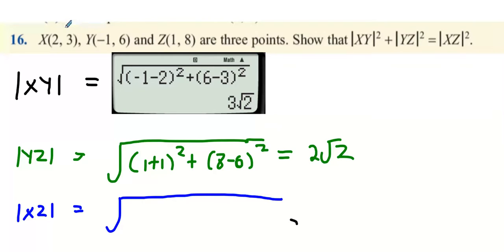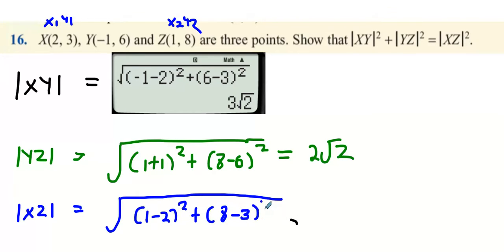Wrote them out again. Okay, 1 minus 2 squared, yeah. And after that? 8 minus 3 squared. It's going to be 1 plus 5 root 26, really? Is it root 26? Yeah.